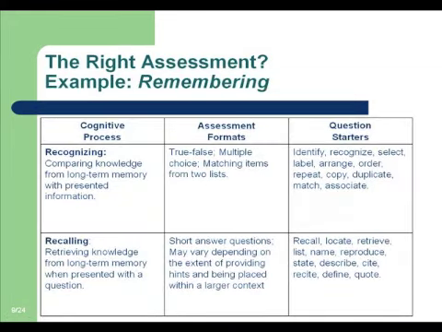So here are some more examples of different verbs that are associated with the category in the taxonomy of knowledge called remembering. And I have listed here under the cognitive processes 2 different types of remembering: recognizing and recalling. Recognizing involves comparing knowledge from long-term memory when presented with information.